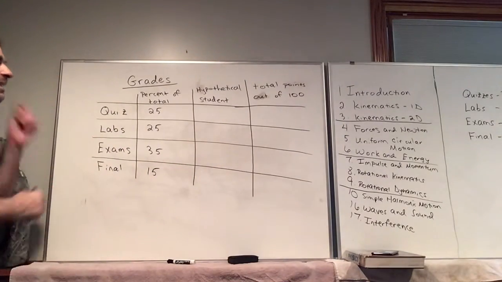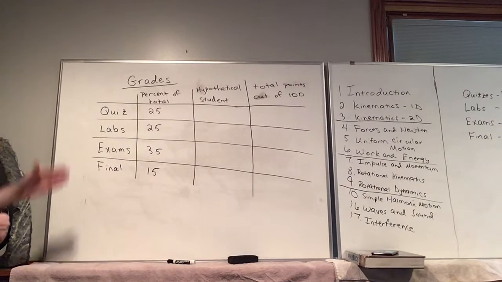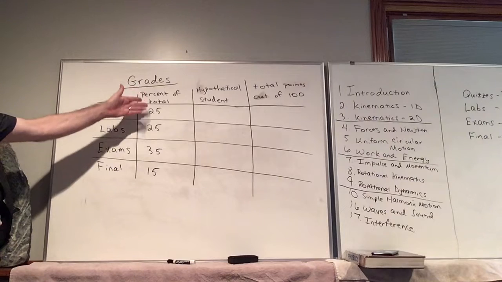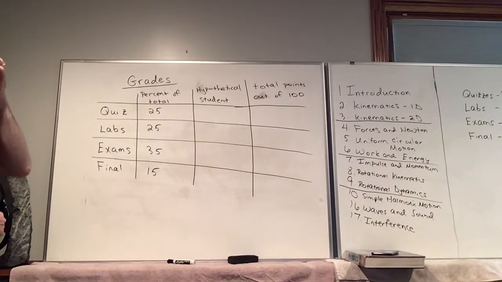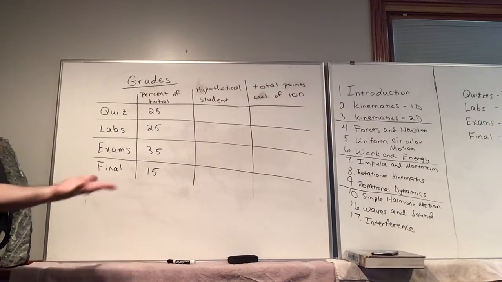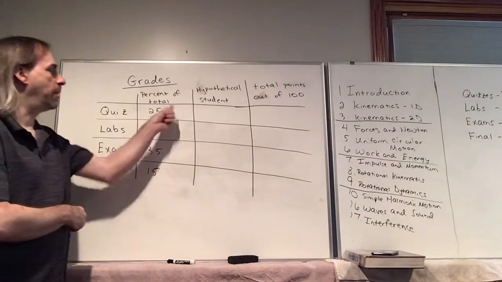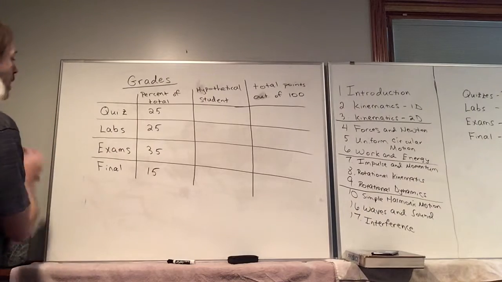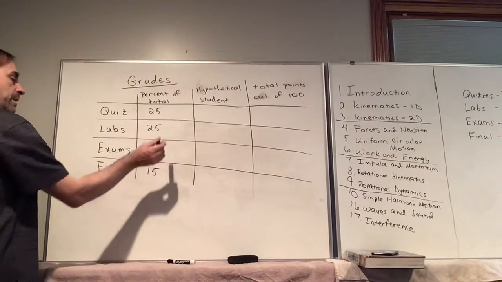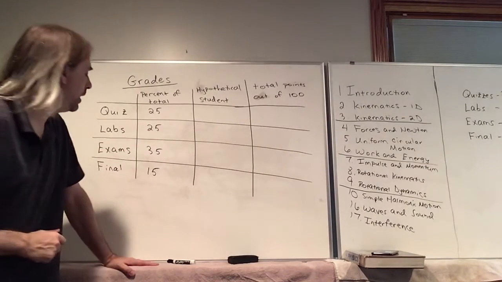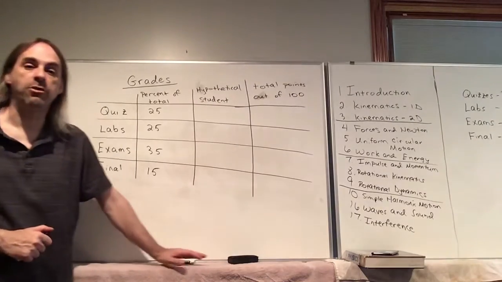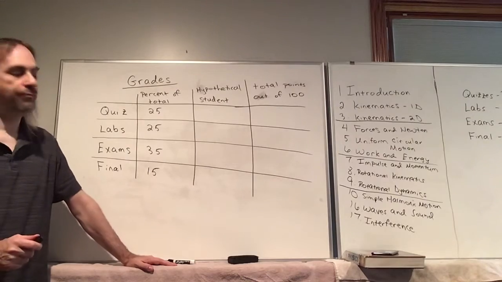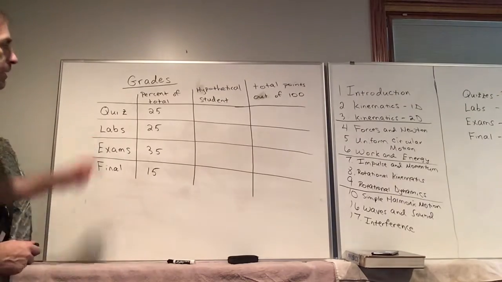And so what I've done is I made a table showing we have quizzes, labs, exams, and the final. This first column is a percent of the total class. So quizzes will be worth 25% of the entire class. Labs will be 25%, exams 35%, and the final exam will be 15% of your class. So how do we calculate grades? Let's start by looking at quizzes.